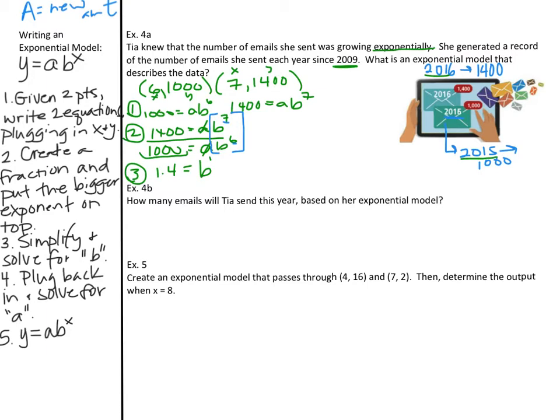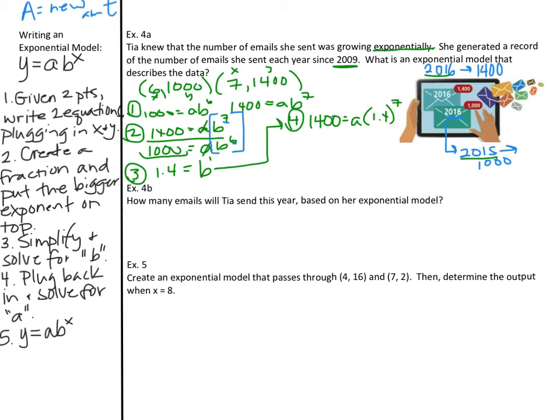Once we know b, we have to plug it back into our equations to figure out what a would equal. It doesn't matter which equation you plug it into. So I will plug it into the second one. Let's see, 1,400 equals a times 1.4 to the 7th power.